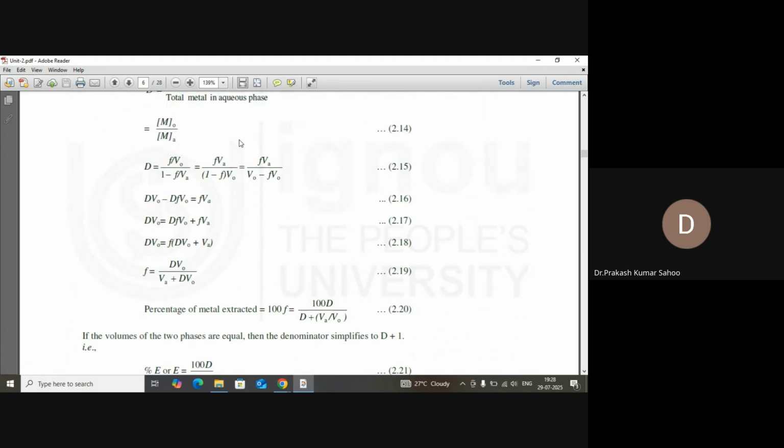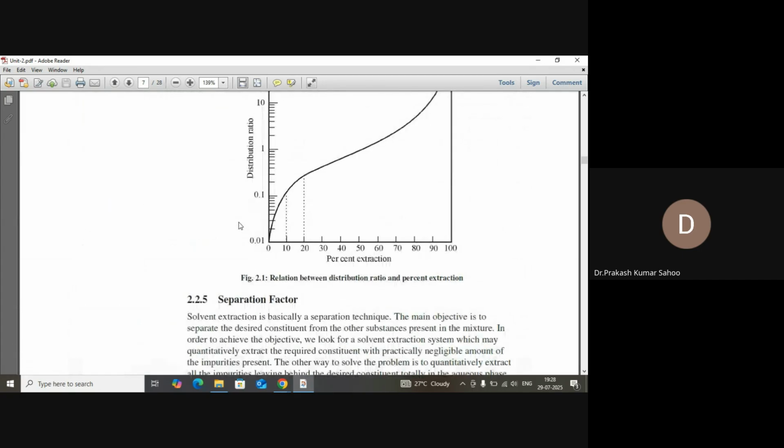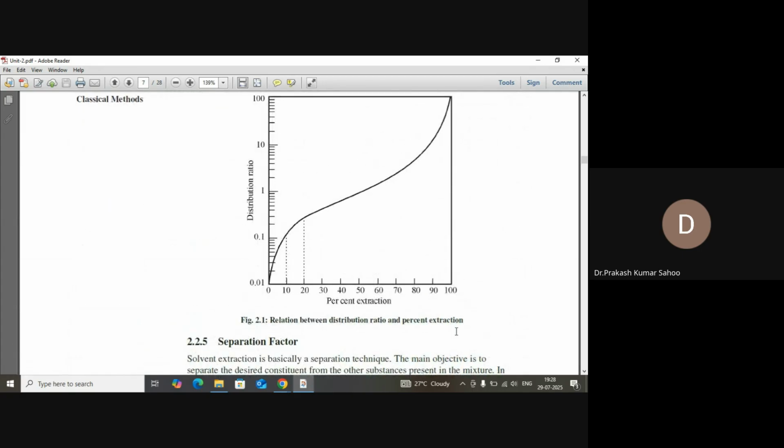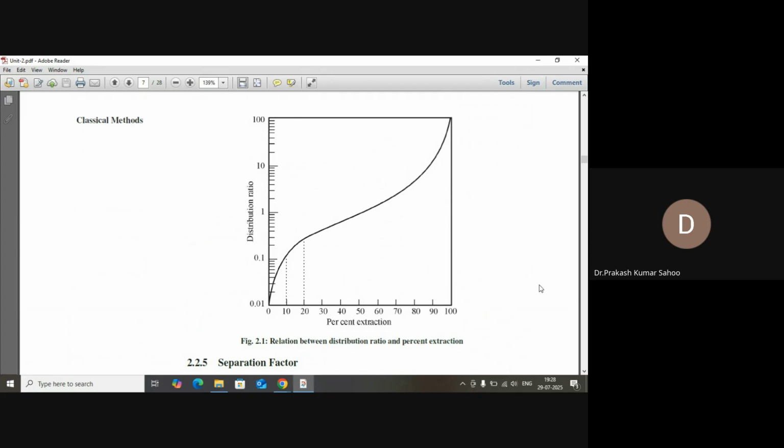Just try to solve this one by tomorrow. If you have faced any doubt or problem, then you may ask me tomorrow. Okay. Then we have the relation between distribution ratio and percentage of extraction like this.